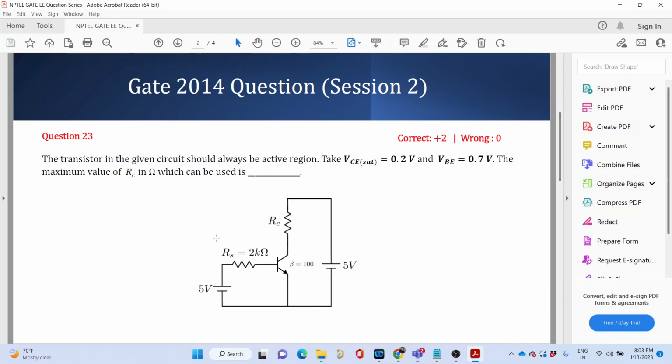Okay, a BJT transistor circuit has been given to you, and it has been told that VCE sat, that is the collector to emitter voltage at saturation, is 0.2 volt, and VBE, the base to emitter voltage, is 0.7 volt. What is the maximum value of RC, the collector resistance, such that the transistor is always in the active region? You need to find the maximum value of RC so that it is always in the active region. I'm giving you 5 minutes to solve, and then I would ask you how you are solving it.